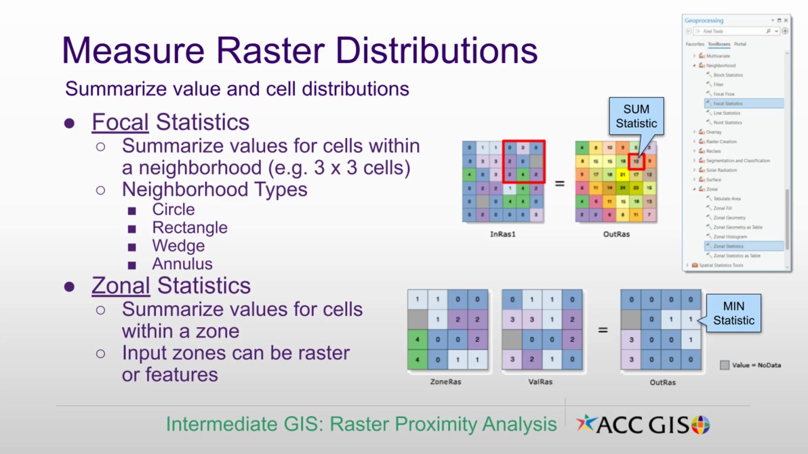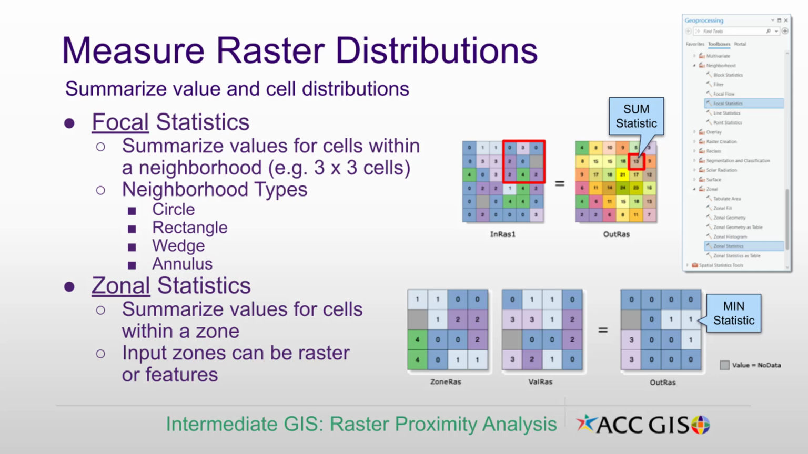The other 2 ways we measure raster distributions are focal statistics and zonal statistics. Focal statistics summarize values for cells within a neighborhood, for example, a 3x3 cell neighborhood. And it's not always a rectangle. You can actually use things like a circle, a wedge, or even an annulus, which is basically a donut shape. In the diagram on the right, I'm utilizing a 3x3 cell rectangle neighborhood. And so I've got my in raster, and there you can see my neighborhood represented by the red rectangle. And since it's a sum statistic, I'm calculating the value of all the cells in that neighborhood to calculate the value of that one particular cell that's highlighted in the out raster.